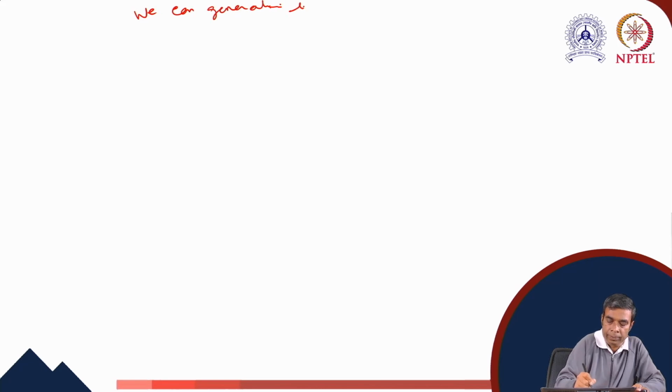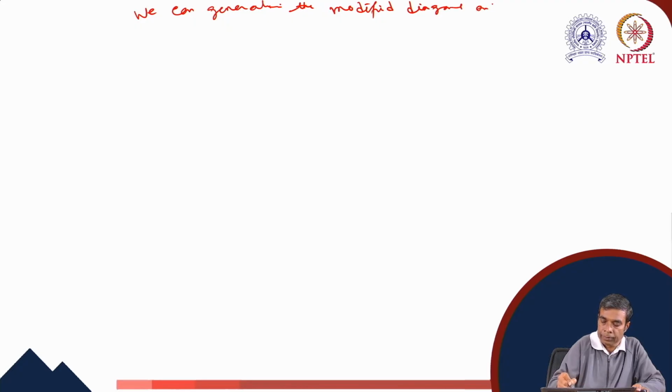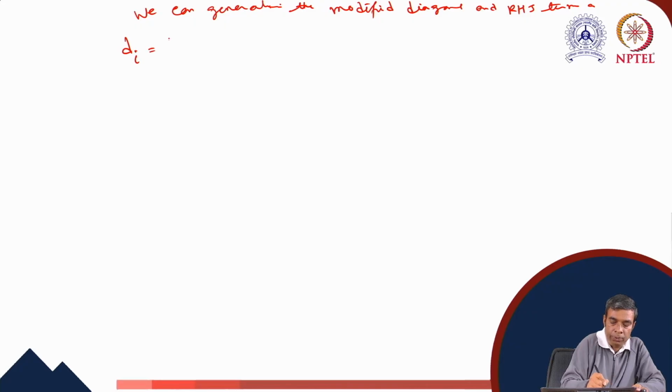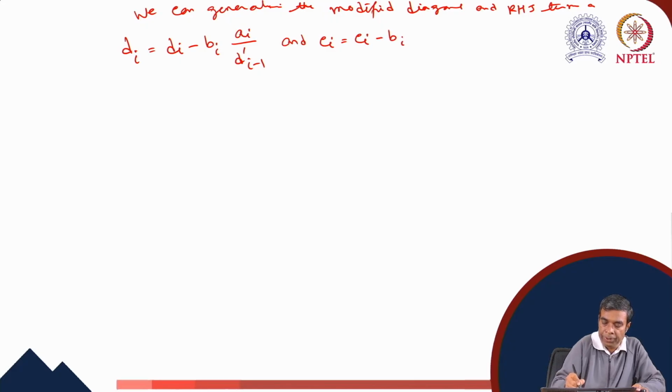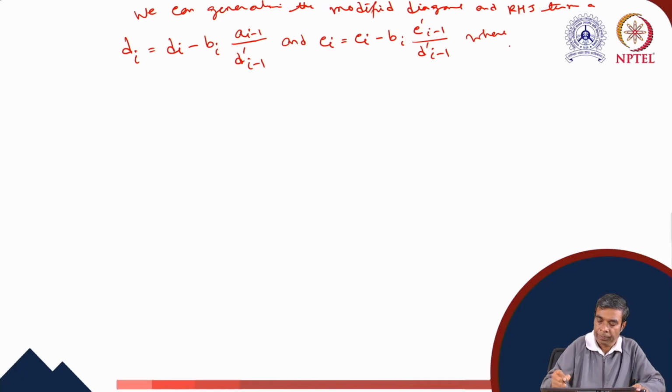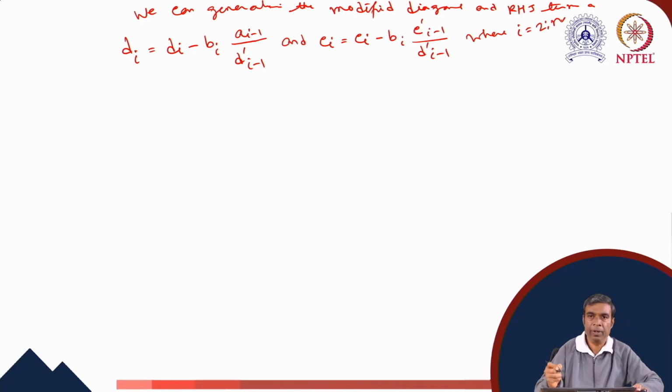We can generalize the modified diagonal and RHS terms as di dash equals di minus bi into a i minus 1 by d dash i minus 1, and ci dash equals ci minus bi into c dash i minus 1 by d dash i minus 1, where i is varying from 2 to n, because we do not change the first equation.